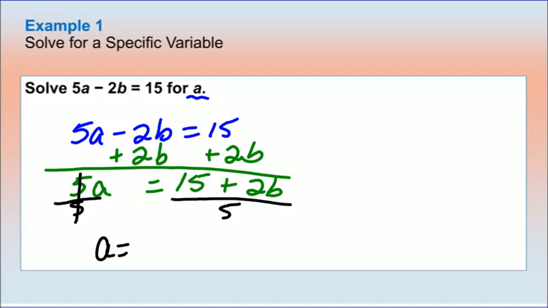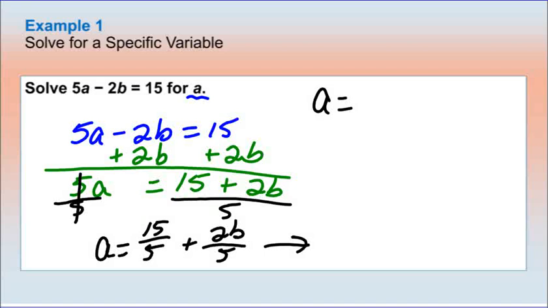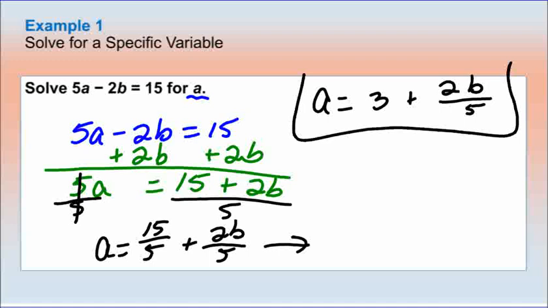Now A is by itself, and over here, could I leave my answer as written there? You could, but that wouldn't be the most simplified form of writing my answer. I would rewrite this as 15 divided by 5 plus 2B divided by 5. And this will give me an answer of A equaling 15 divided by 5 is 3 plus 2B divided by 5. This is what A actually equals. So I just rearranged and solved for a specific variable in the equation I was given.